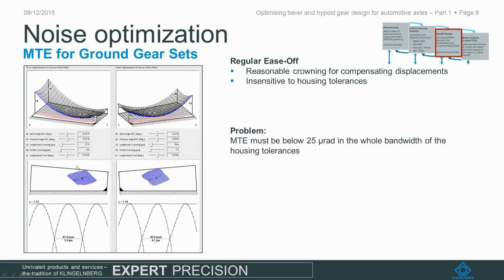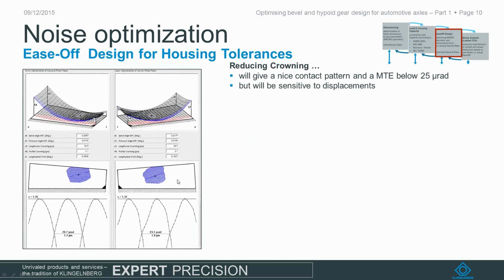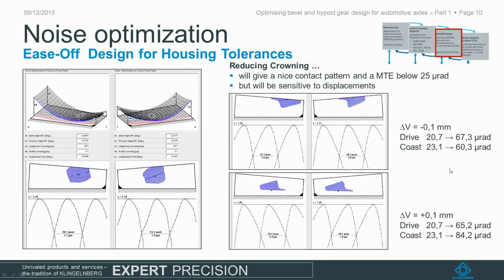So what we did is we had to reduce the crowning to ensure that we get a smaller transmission error. What is shown on the next slide, we have reduced the lengthwise crowning and reduced a little bit also the profile crowning, and with this effect we could increase the size of the contact pattern and we could reduce the excitation behavior. But if we consider the deflections on the load, we see here that the robustness of the position of the contact pattern was bad compared to the first version.